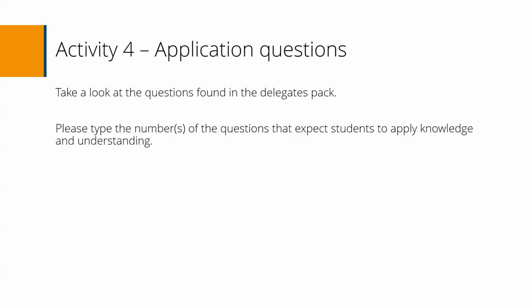What I'd like you to do is use the delegate booklet, have a go at questions two, three, four, five, and six, and decide whether these are application or not. So it's questions one to six from the delegate booklet. Are they application or not? Are they AO2 or not? And then we'll go through the answers together. I'll give you 5 minutes to do that.